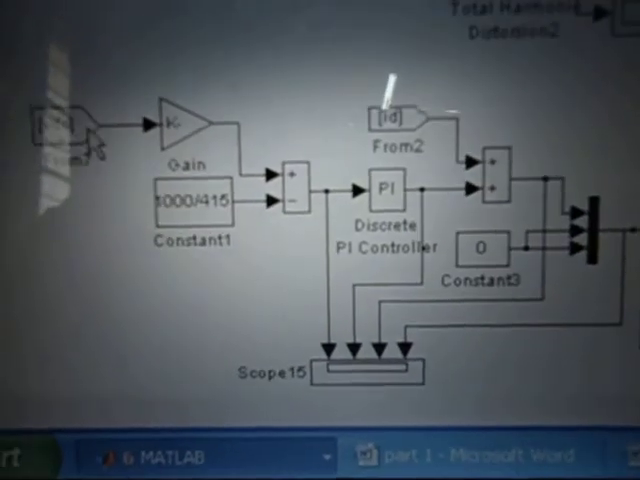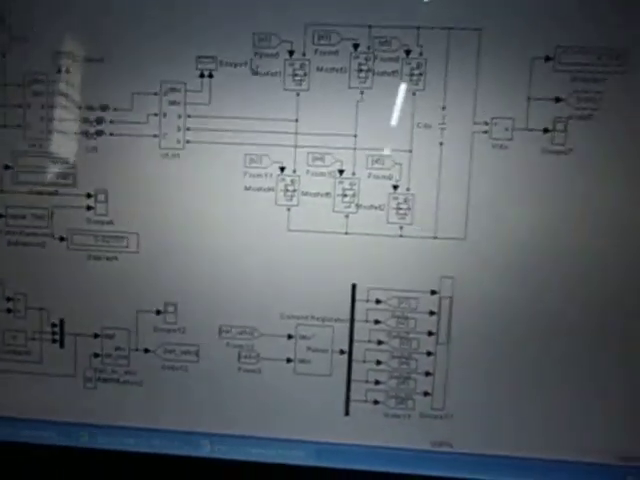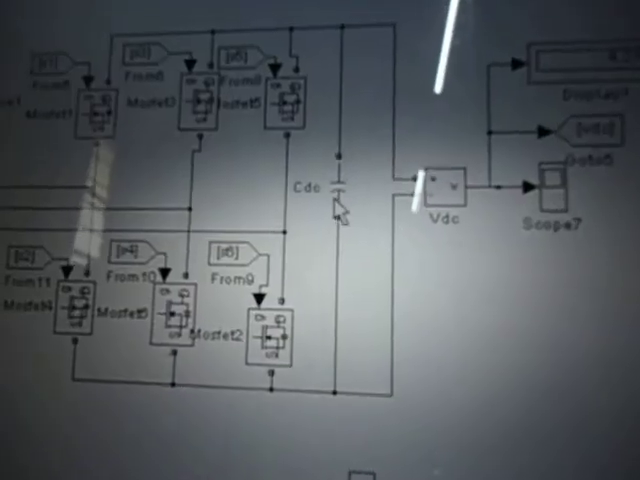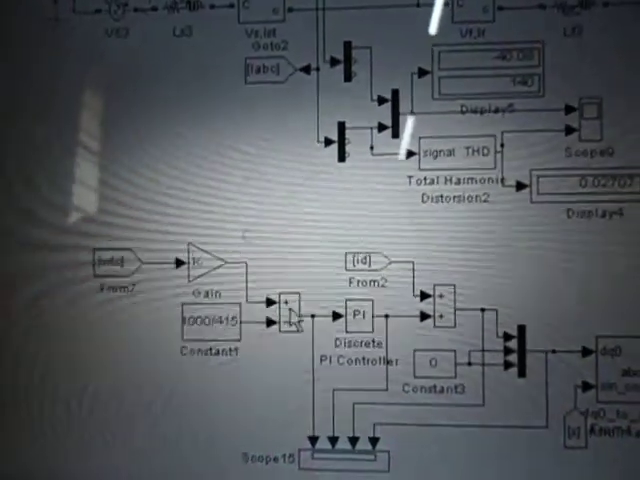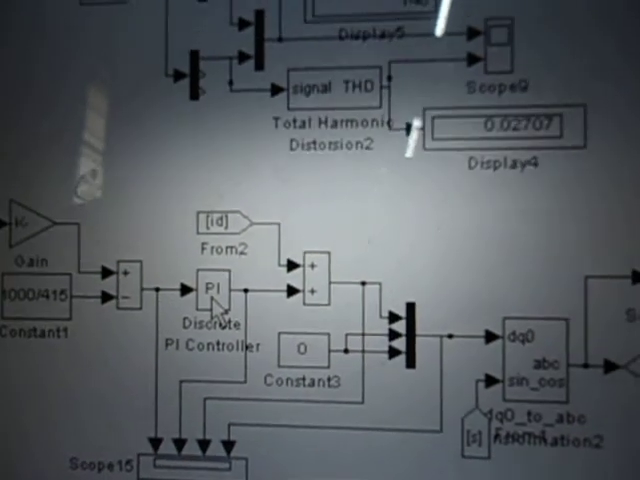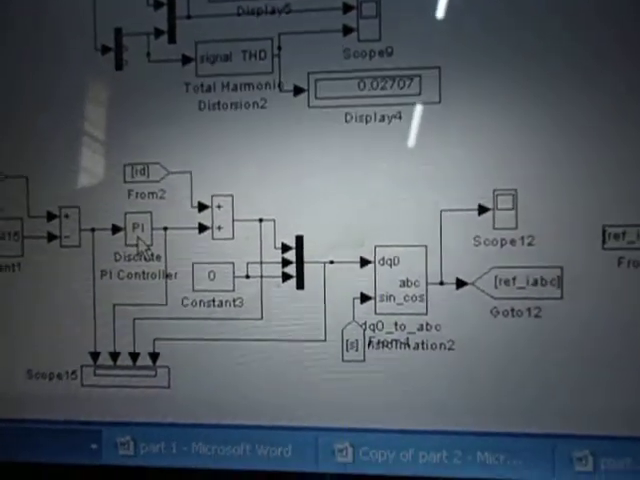These filtered Id and Iq will later be added to some parameters, and these parameters we can get from the Vdc. This Vdc is the output voltage of the inverter. This is the DC voltage across the capacitor, and this voltage will be compared with a constant reference voltage, and the output of the comparison will be given to the PI controller. The Kp and Ki of the PI controller are calculated by using the integral time square error method.